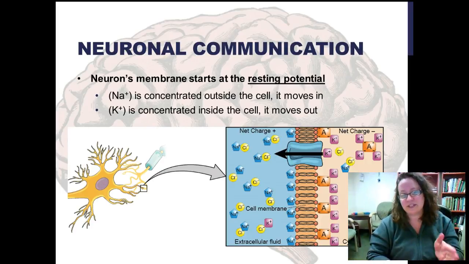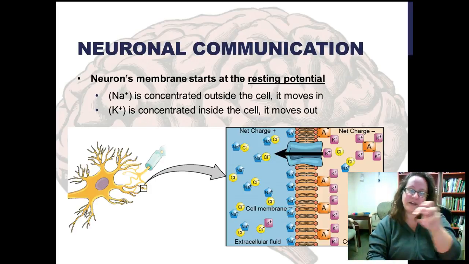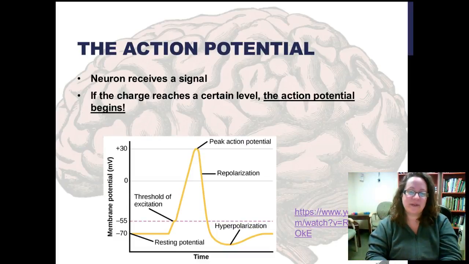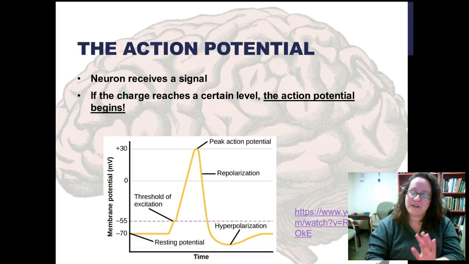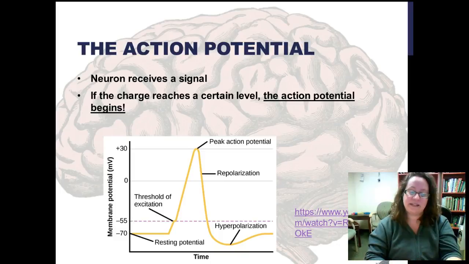So the sodium is initially outside the cell, it moves in, potassium's inside, it moves out, and so we can see this process occurring all along the length of the axon. This process, when it occurs, we call it an action potential. So for an action potential to occur, the neuron has to receive a signal. It needs to be strong enough to excite the neuron up through the threshold of excitation.